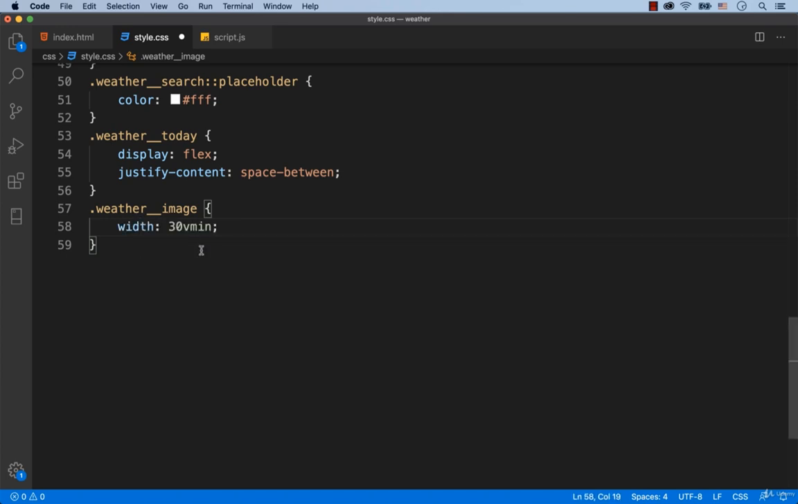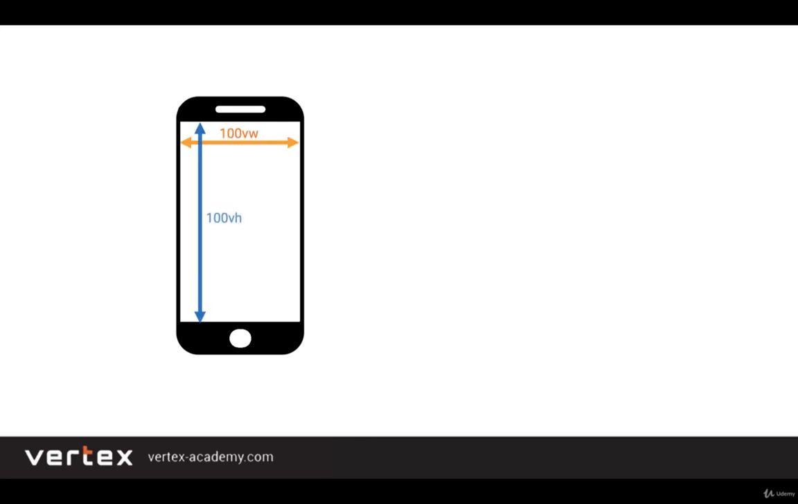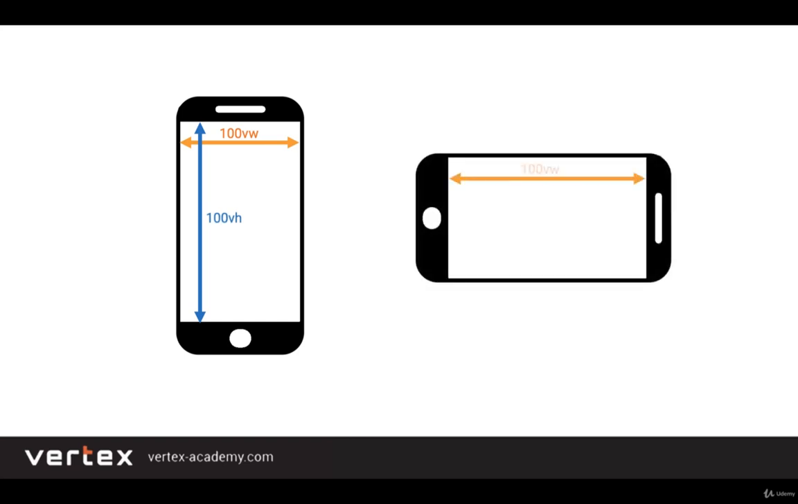I'm just reminding you that vmin is a relative unit of measurement and it works this way. If we have a smartphone in portrait orientation, then in this case the width is 100 VW and the height is 100 VH. And if we turn the smartphone into landscape orientation, the width is also 100 VW and the height is 100 VH. Please notice that on a smartphone in portrait orientation, the width is less than the height. And in the smartphone with landscape orientation, it is vice versa. The width is larger than the height.